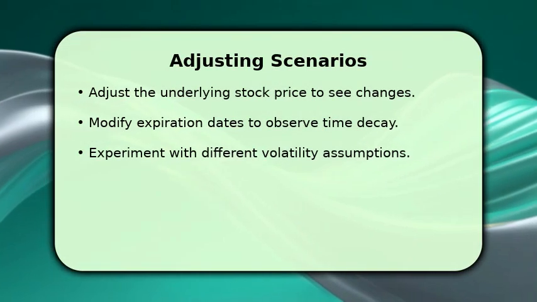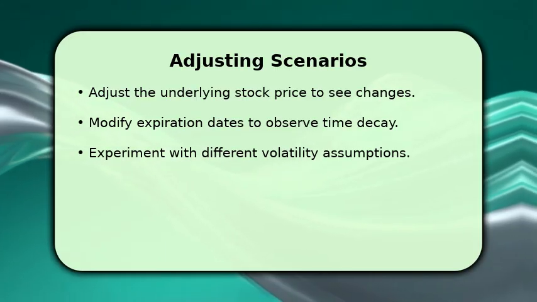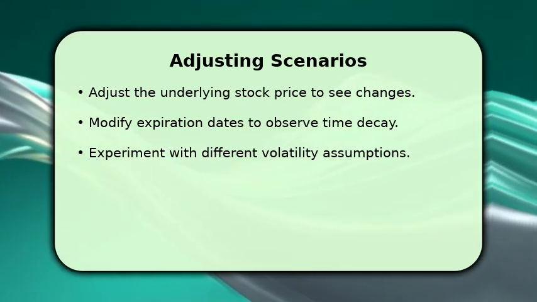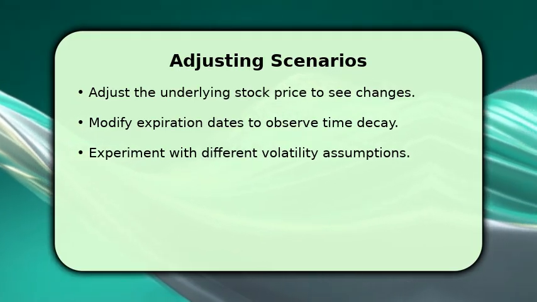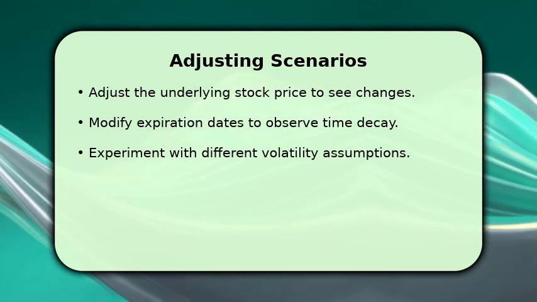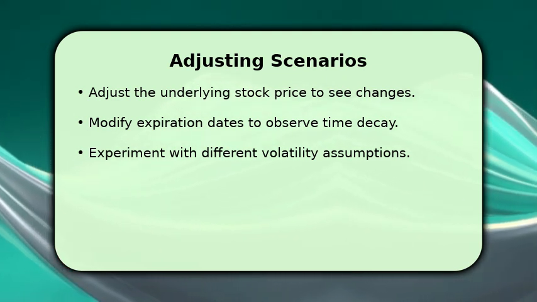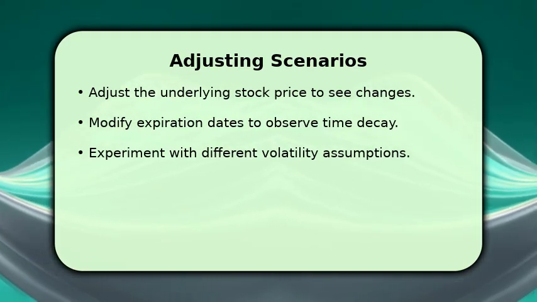Now, let's adjust some scenarios. You can change the underlying stock price to see how your option's value might react to market movements. Modifying the expiration date helps you observe the impact of time decay, or theta. Also, experiment with different volatility assumptions to understand their effect on your trade.